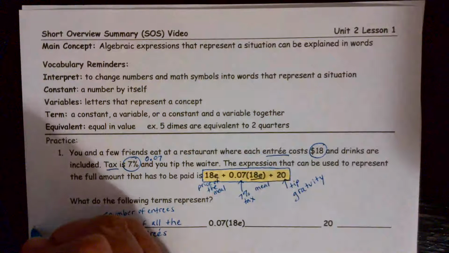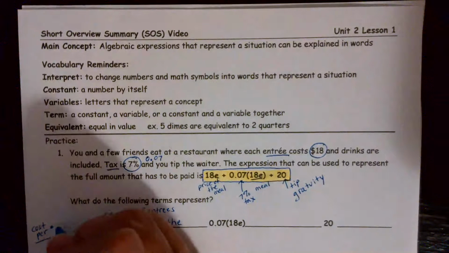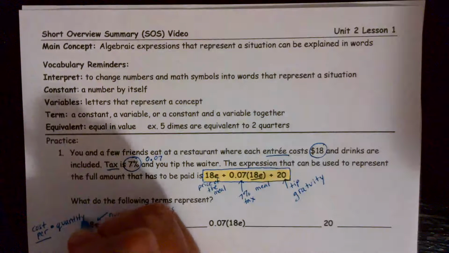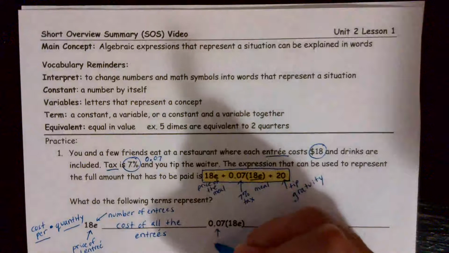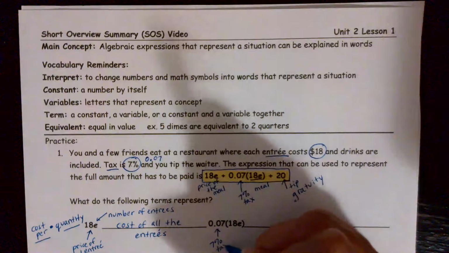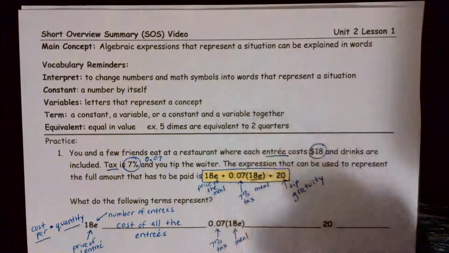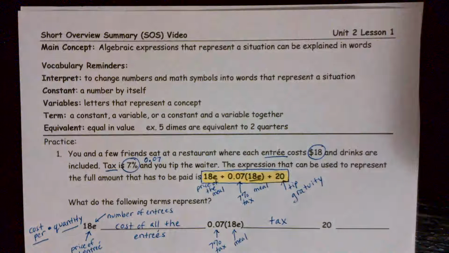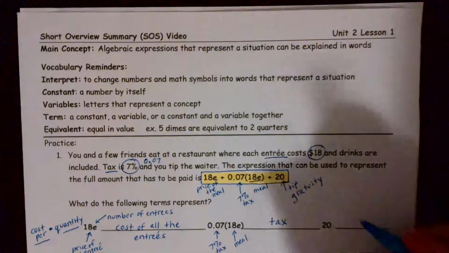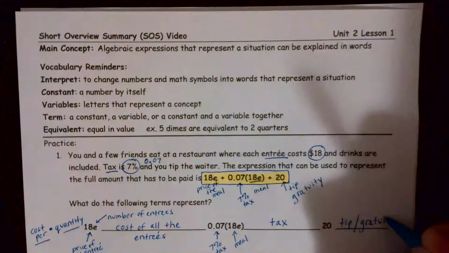Remember, cost per or value per means the price for one times quantity, how many I have, would be our total value or our total cost. So remember again, this is the 7% tax on the meal. So 7% times the price of the meal is the tax, how much money in tax that you paid. And the $20 by itself is our tip, or sometimes you'll hear it referred to as the gratuity.